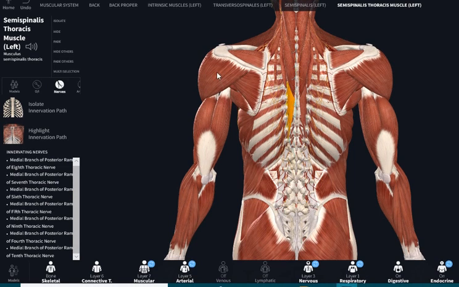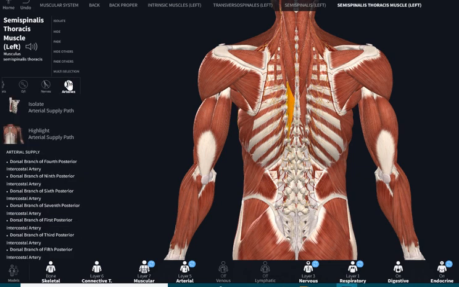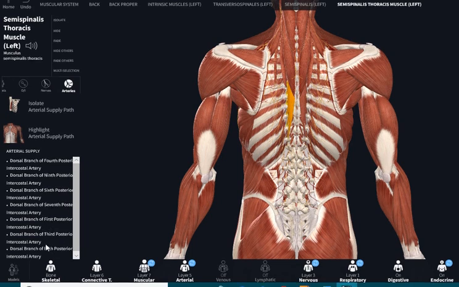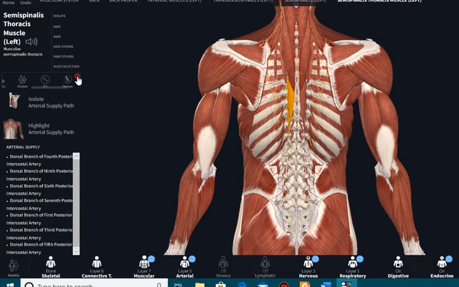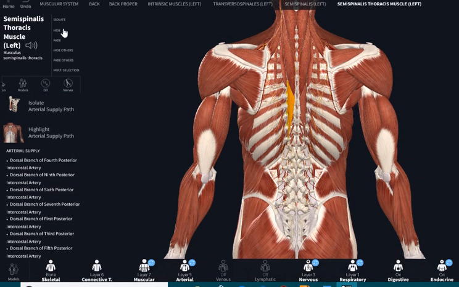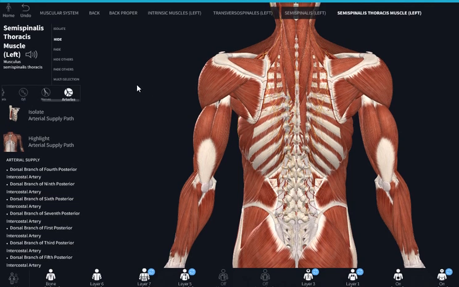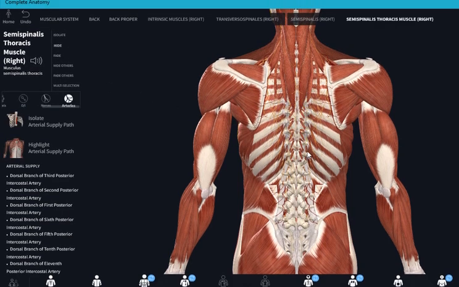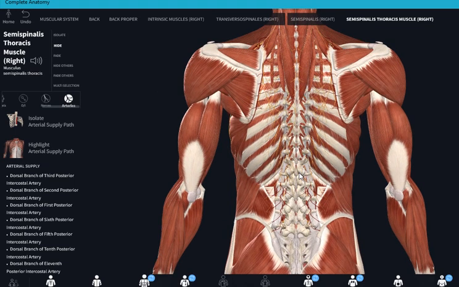Now we can stop with this and go to the artery. The arteries are going to involve the internal thoracic of the different portions, the 4th thoracic, 9, 6, 7, 1st, 3rd, and so on. Now you can hide this muscle and then hide this other muscle. So we have finished with all the superficial muscles.